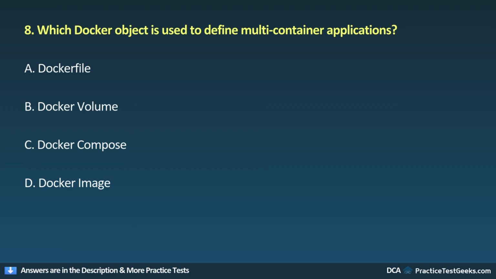8. Which Docker object is used to define multi-container applications? A. Dockerfile. B. Docker volume. C. Docker Compose. D. Docker image.